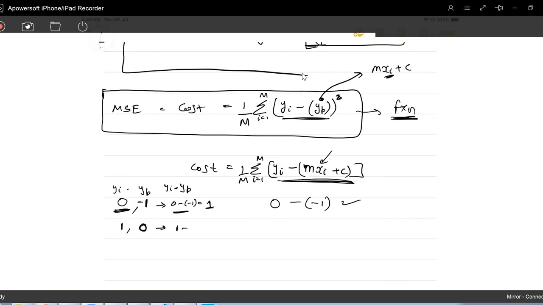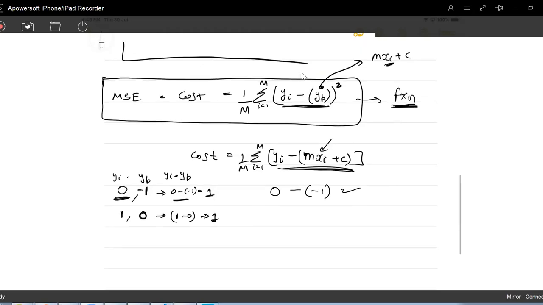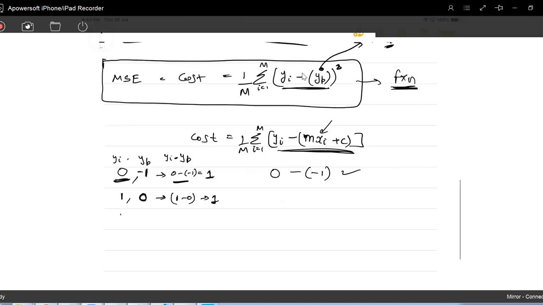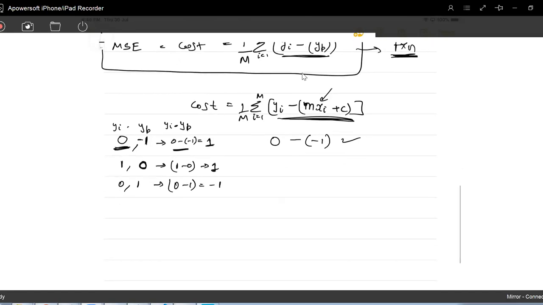Now 1 minus 0 will be 1. So this is straightforward. But if it is the other way, 0 minus 1, it will be -1. Correct. Now I'm finding the summation of all the errors. So what will be the summation of all the errors? 2 minus 1, that is 1.